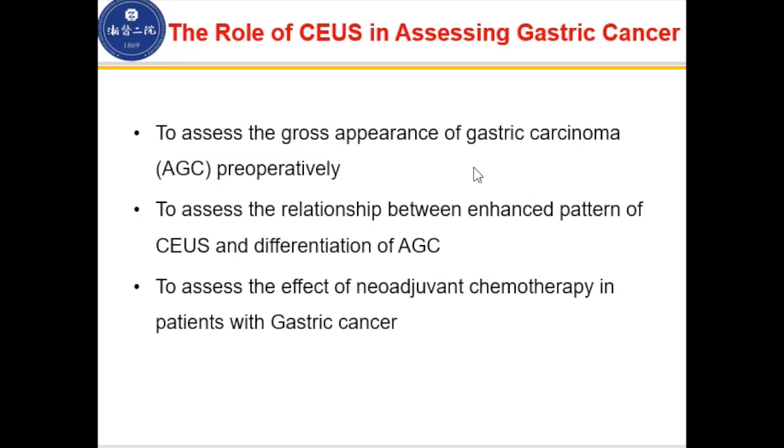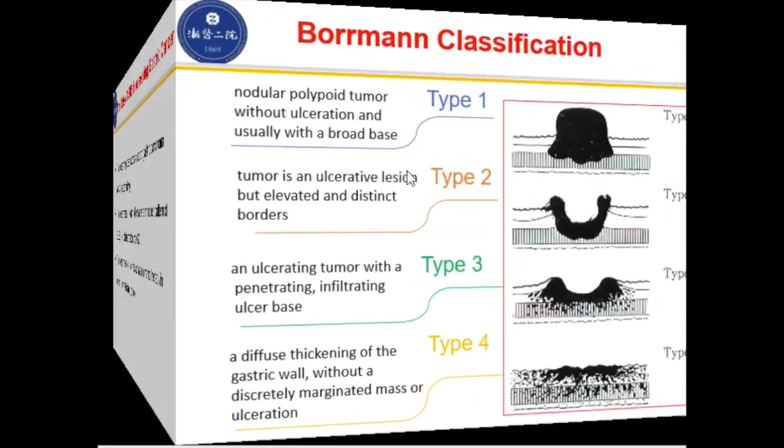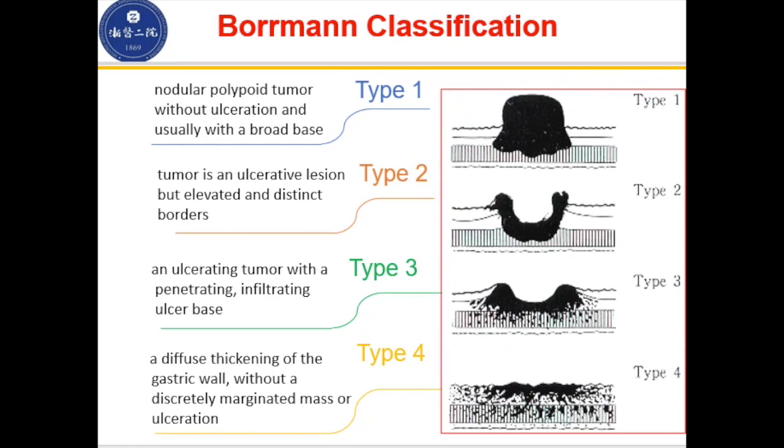And right now, I'd like to show the role of CEUS in assessing gastric cancer. First, to assess the gross appearance of gastric cancers preoperatively. Based on the Borrmann classification, the advanced gastric cancers can be classified into four types.